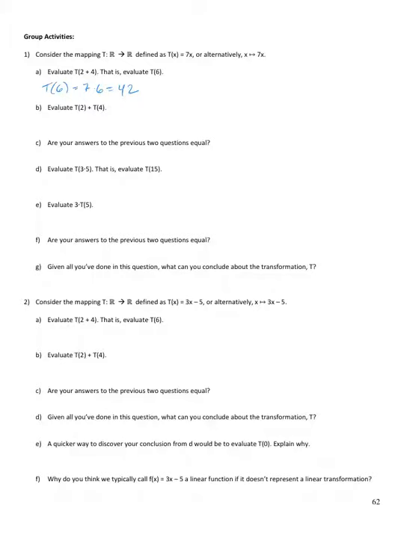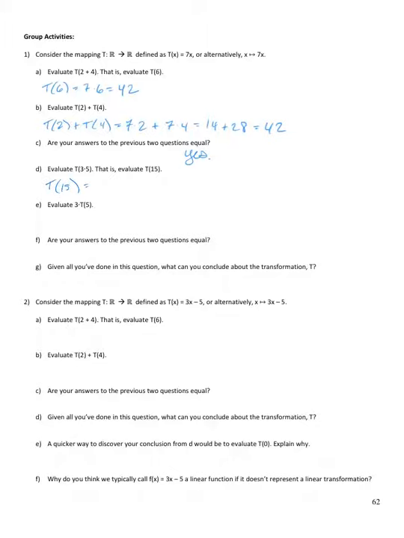And then evaluate T of 2 plus T of 4. T of 2, that's 7 times 2. T of 4 is 7 times 4, so that's 14 plus 28, which is, what do you know it, 42. Are the answers to the previous two questions equal? Yes.